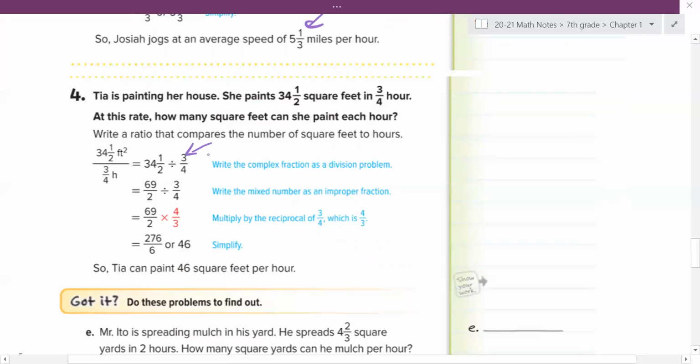You rewrite that as 34.5 divided by 3/4. If you want to do this freehand, which is possible, who knows if your calculator's busted, you would make the mixed number into an improper fraction before you do it. If you just did this using your calculator like you should be, you would get 46. And since there's words in the question, you have to have words in the answer. So Tia can paint 46 square feet per hour. At very minimum, you would want to write 46 square feet per hour.